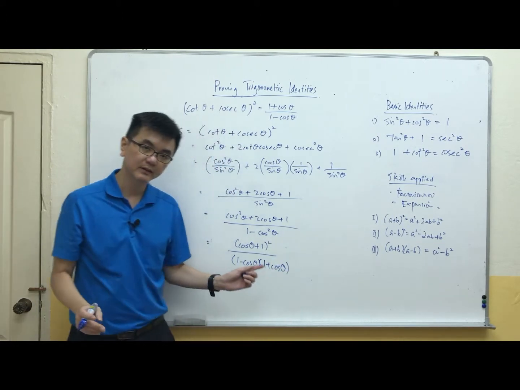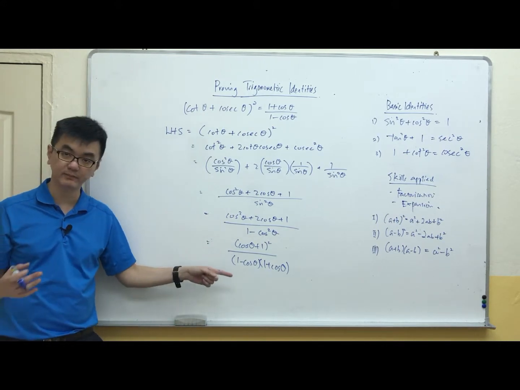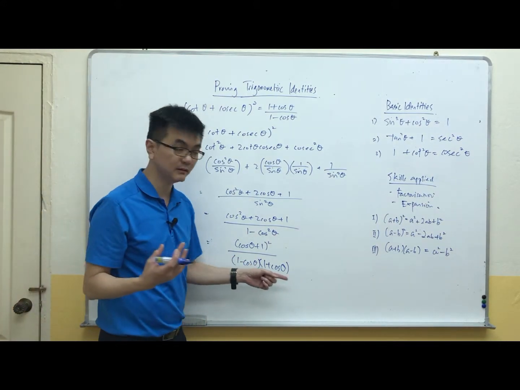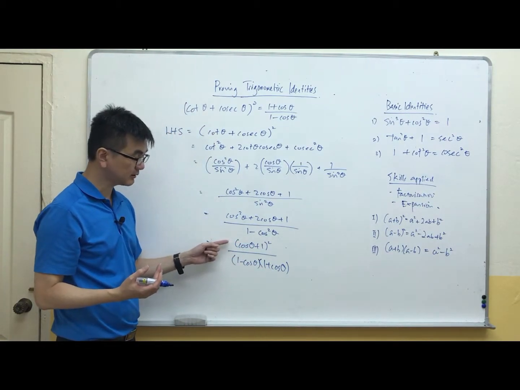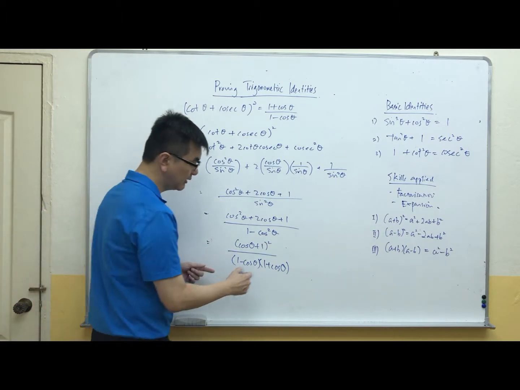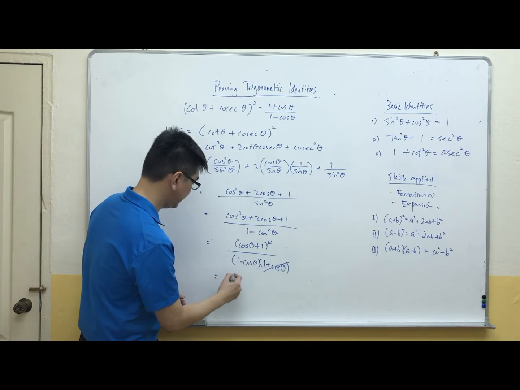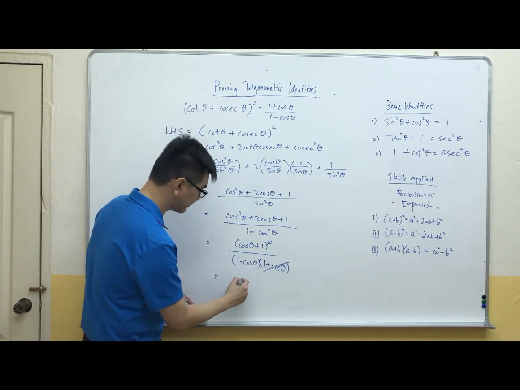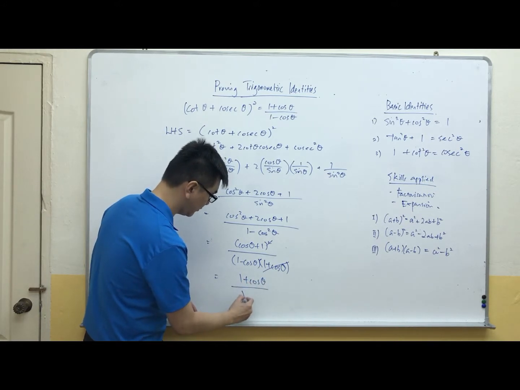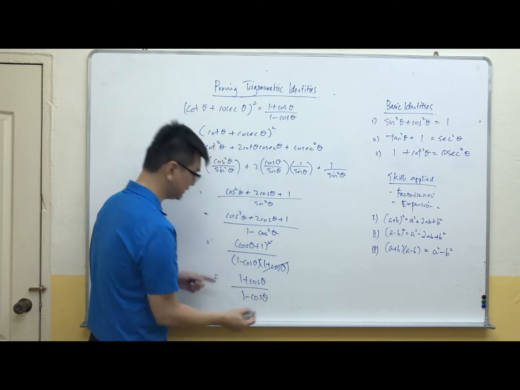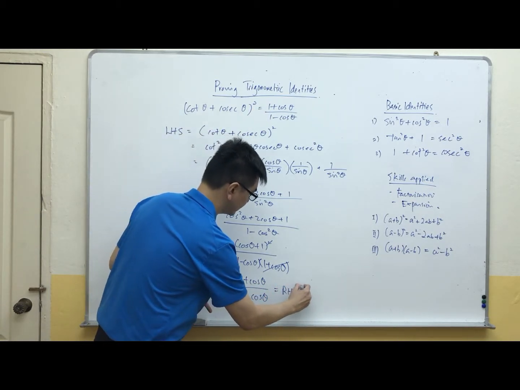cosine theta. Up to this stage, you will realize that my numerator and my denominator have a common factor, which is cosine theta plus 1. So I'm going to cancel one of them, and that will result in cosine theta plus 1, which I'm going to rewrite as 1 plus cosine theta, over 1 minus cosine theta. And that is exactly the same as my right hand side.